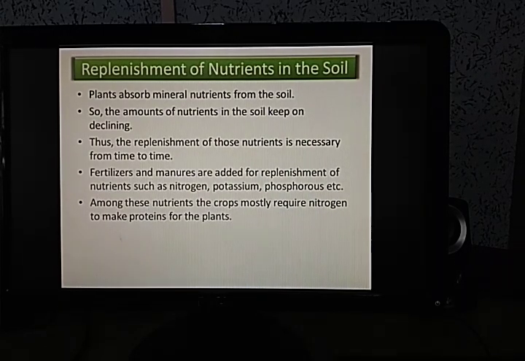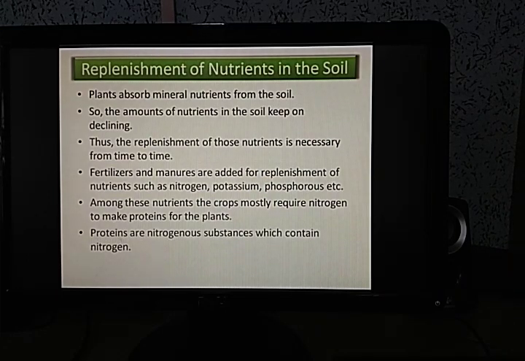Now, among these nutrients, the crops mostly require nitrogen. Yes, nitrogen among these is a very essential nutrient because it helps in synthesizing the proteins for the plants. We have already discussed in the earlier classes how nitrogen is very essential, because protein is needed by the plant. Proteins are nitrogenous substances which contain nitrogen. So obviously you got the idea why nitrogen is very important.